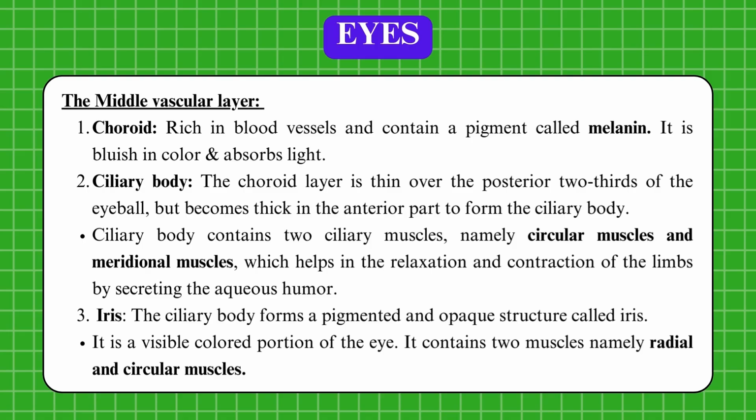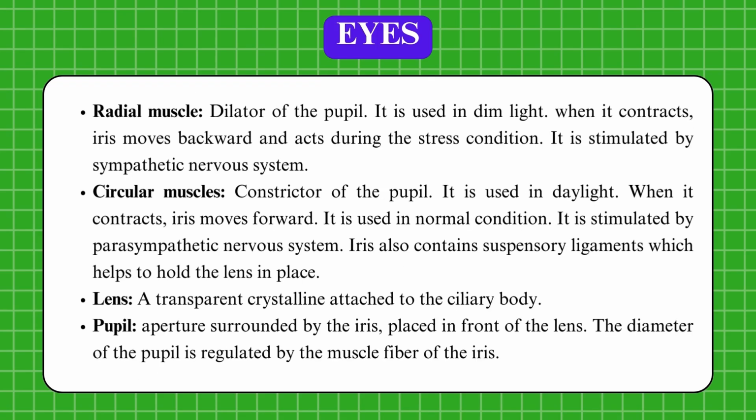Iris. The ciliary body forms a pigmented and opaque structure called iris. It is the visible colored portion of the eye. It contains two muscles, namely radial and circular muscles. Radial muscle, dilator of the pupil. It is used in dim light. When it contracts, iris moves backward and acts during the stress condition. It is stimulated by the sympathetic nervous system.